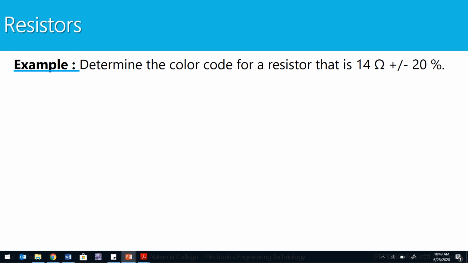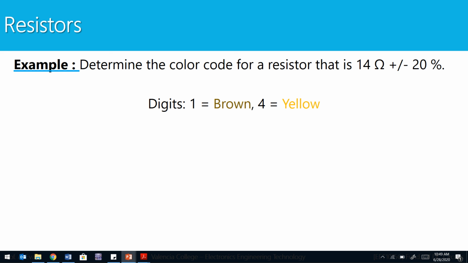In our last example, we're going to determine the color code for a resistor that is 14 ohms plus or minus 20%. Notice I only have 2 digits, so I know this is a 4-band resistor. I'm going to figure out the digits for 1 and 4. Those would be brown and yellow.